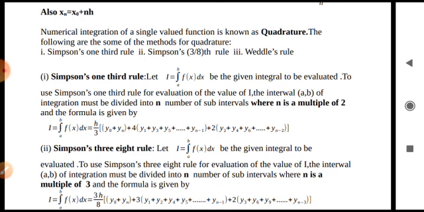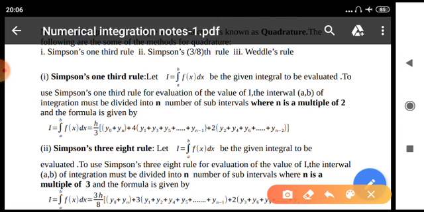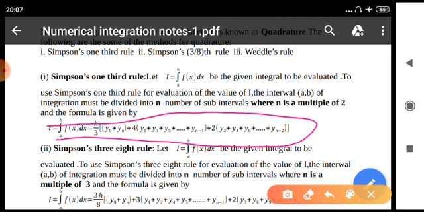Simpson's 1/3 rule is given by I equal to h by 3 multiplied by y0 plus yn, that is, y0 is the first value of y and yn is the last value of y, plus 4 times the odd values, that is y1 plus y3 plus y5, and so on, till yn minus 1, plus 2 times the even values, y2 plus y4 plus y6, and so on, up to yn minus 2. Dear students, you have to remember this formula. I equal to h by 3 multiplied by y0 plus yn plus 4 times y1 plus y3 plus y5 till yn minus 1 plus 2 times y2 plus y4 plus y6 up to yn minus 2.